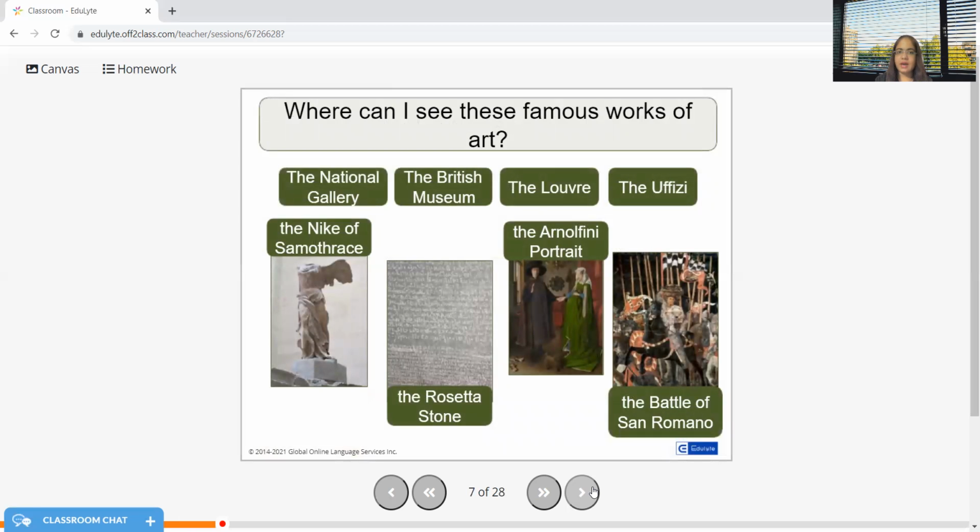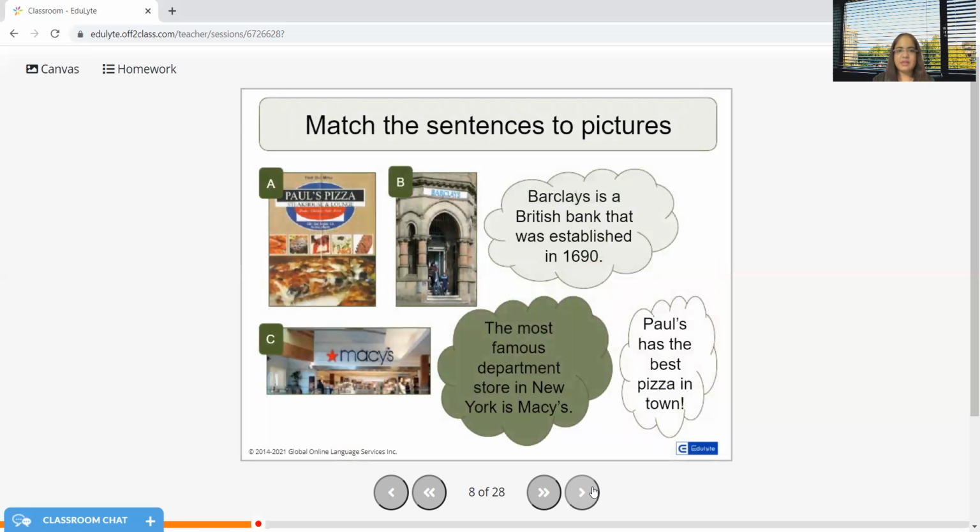So where can I see these famous works of art? The National Gallery, the British Museum, the Louvre, the Uffizi, the Nike of Samothrace. These are difficult to pronounce, right? But no worries. Right now we are learning and we are focusing only on the understanding of articles. So let's match the sentences to these pictures.